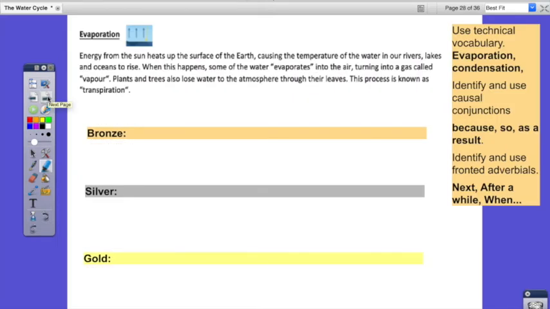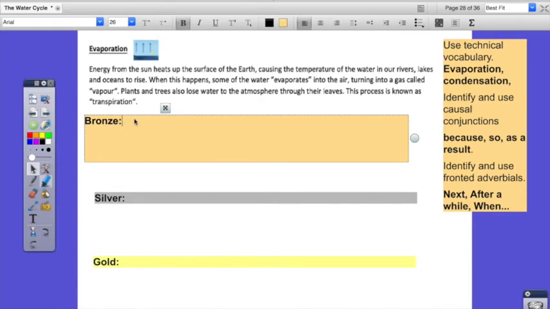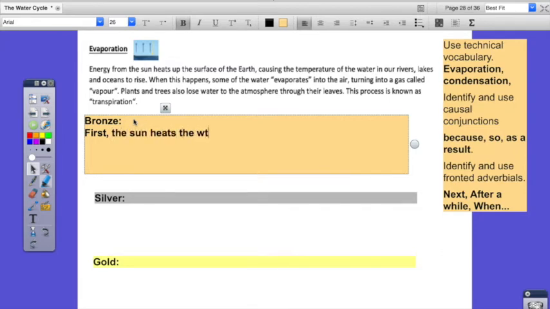I'm going to go on to evaporation. I'm going to do the same thing. I'm going to look at bronze first. So, evaporation, do you remember that's when the sun heats up the surface of the earth, causing the water in our rivers and lakes to rise, turning into water vapour, and that's called evaporation. So I might start with first, because that is a fronted adverbial that we used in bronze challenge yesterday. First, comma. The sun heats the water.